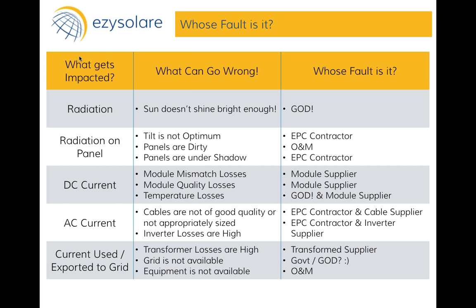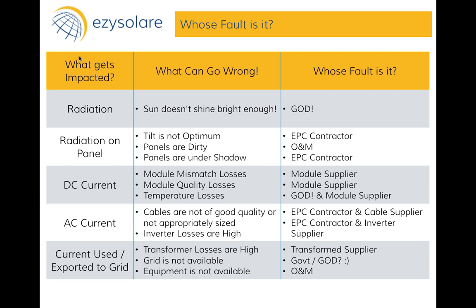Moving on, who is responsible for these faults, or whose fault really is it? So when your sun isn't shining bright enough, it's God's fault, right? There's nothing that you can do about it. If the tilt is not optimum, the EPC contractor botched up. If the panels are dirty, your O&M contractor is not doing his job properly. If the panels are under shadow, your plant is not properly designed, so the EPC contractor again.